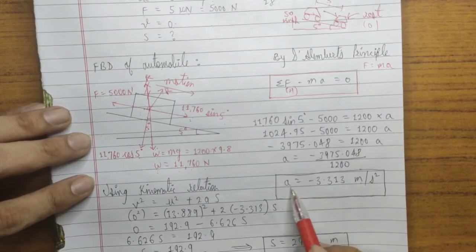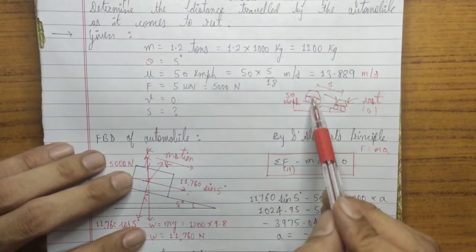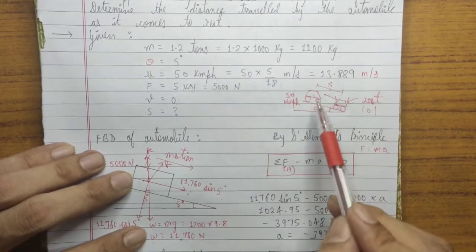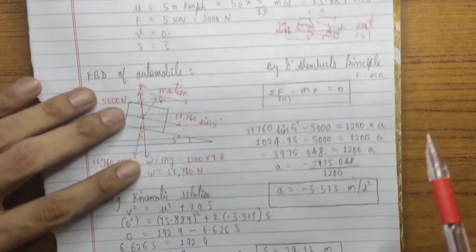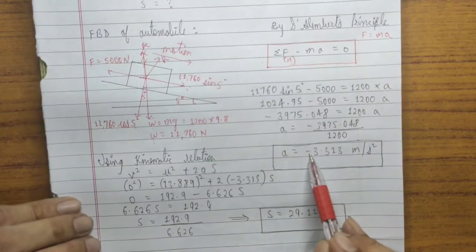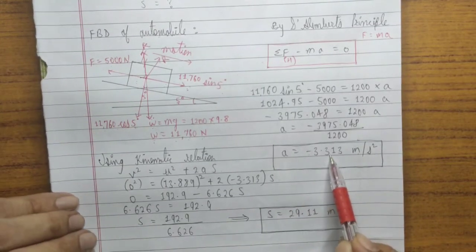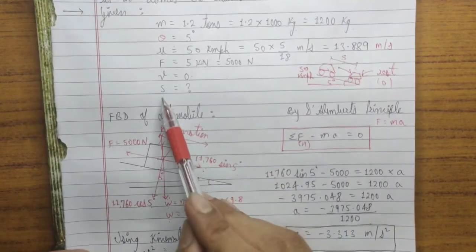Okay, now what does this represent? That the acceleration is reducing. It is retardation, opposite to that of the acceleration. Okay, so this negative sign represents retardation. That means the speed is reducing. Okay, now we have to find out the value of s.